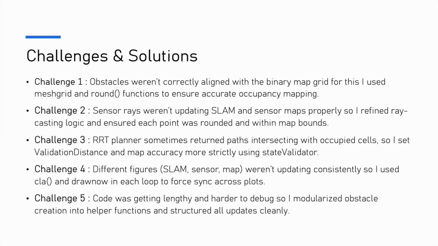For this assignment, I faced many challenges. The first, obstacle misalignment, was solved by meshgrid and round functions. Then the sensor rays were not updating the SLAM map properly; this was corrected by refining the ray casting. The RRT planner returning invalid paths was fixed by tightening the validation distance and the map accuracy. For the inconsistent figure updates, I used the cla function and drawnow inside each loop. Lastly, code modularity was improved by moving the obstacle generation into a helper function.